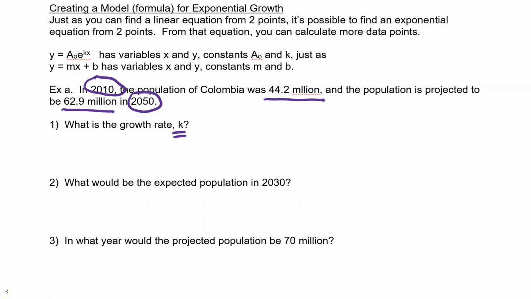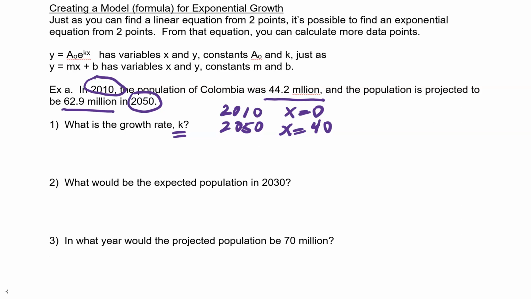Now these numbers 2010 and 2050 are not convenient numbers to use as our inputs. So what I'd like to do is have x's that correspond to those. The year 2010, I'd like to let that be when x is equal to 0. So that's my starting time. And then the year 2050 is going to be 40 years later, or when x is equal to 40. If I use these values, then it makes the calculation simpler.